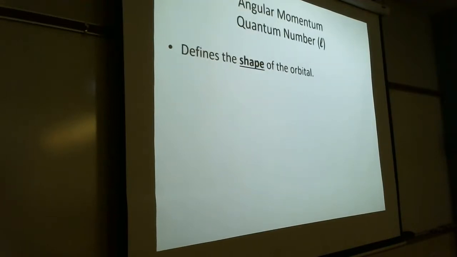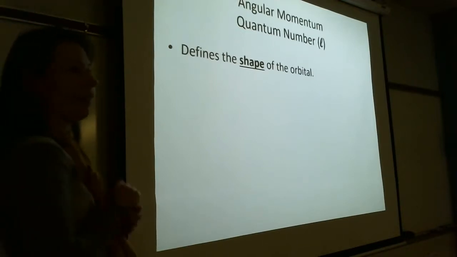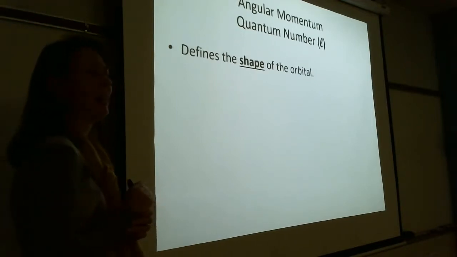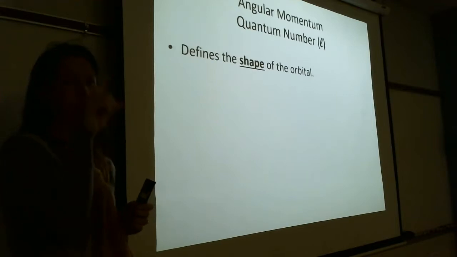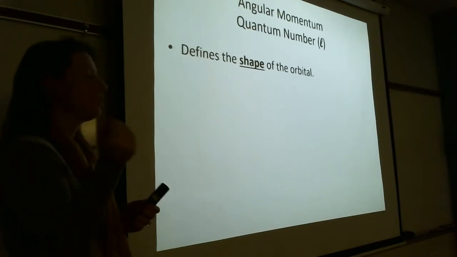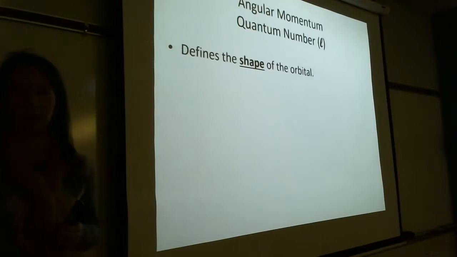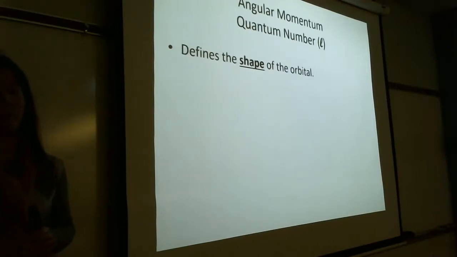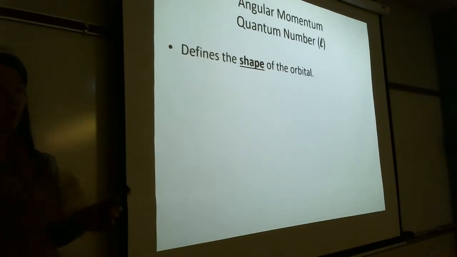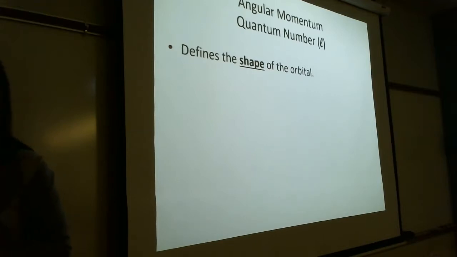The angular momentum, which we represent with a cursive L, lowercase cursive L. You don't have to write it in cursive, but I put it in cursive so it doesn't look like the number 1. It's lowercase L, but I write it in cursive so you don't think it's a number 1. This defines the shape of the orbital. I'll show you all the shapes in just a minute. I want to get through all the quantum numbers first, and then we'll go back and draw them.